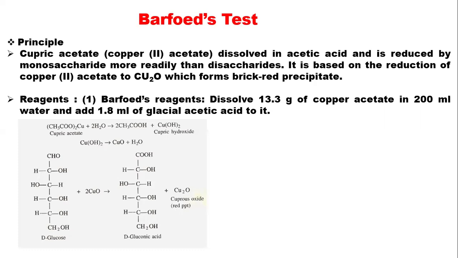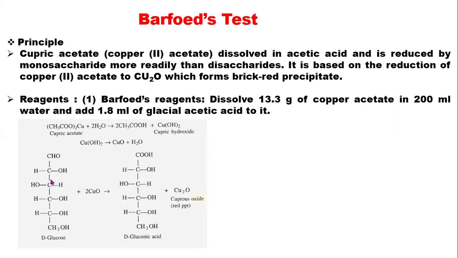What is actually happening here? When you are preparing the reagent, this is what will happen. Cupric acetate plus water gives you acetic acid, and copper 2 hydroxide, or cupric hydroxide. Then the copper 2 hydroxide will disintegrate to give you copper 2 oxide plus water.